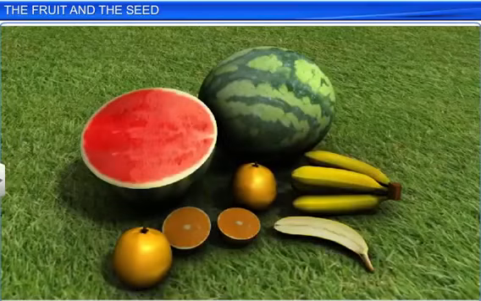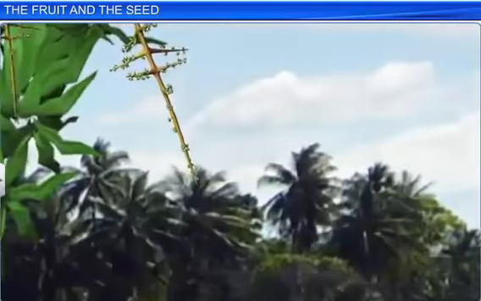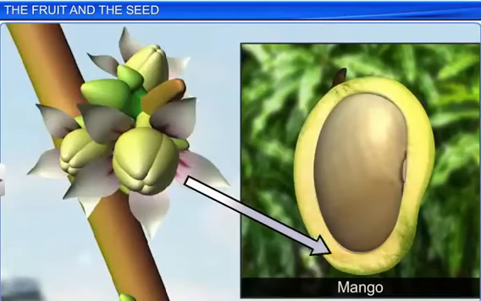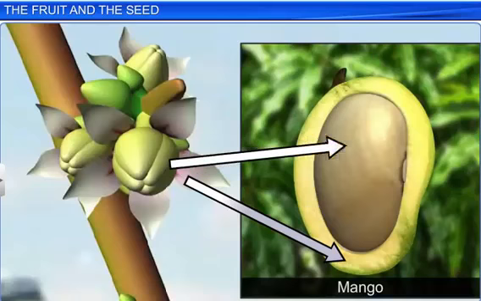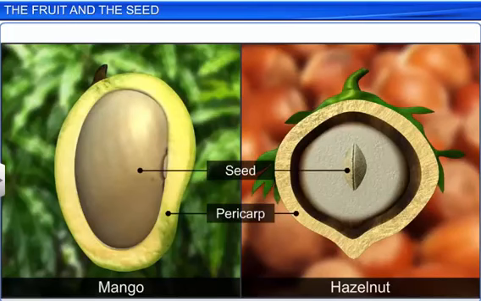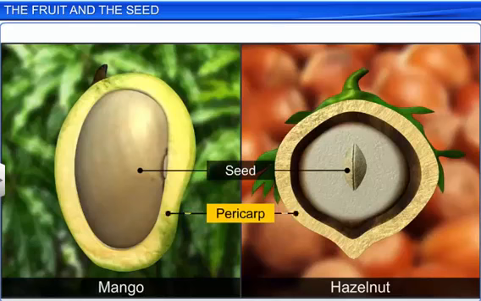Parthenocarpy can be a natural process or may be artificially induced. Once fertilization takes place in a flower, the ovary ripens to form the fruit and the ovules form the seeds. Typically, a fruit is made up of two parts: the pericarp and the seed. The pericarp is the fruit wall, and it can be thick and fleshy as in mango or dry as in hazelnut.